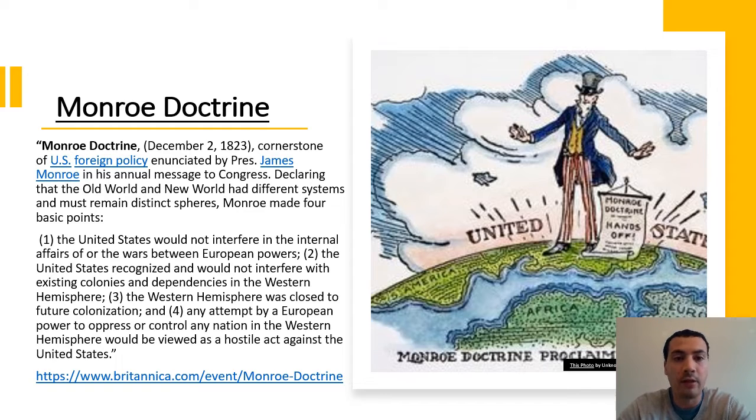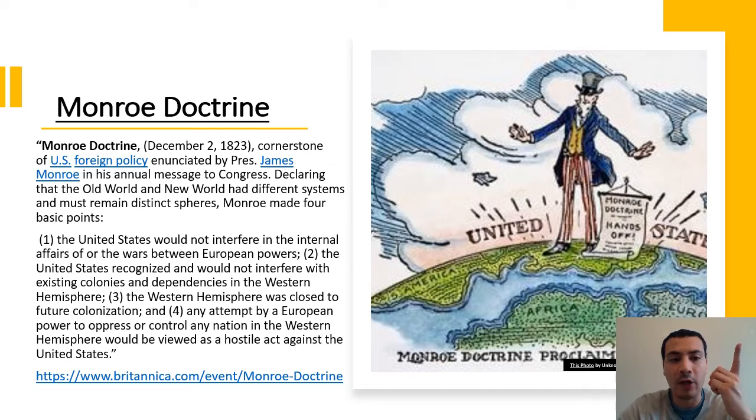Monroe Doctrine, December 2nd, 1823. Cornerstone of U.S. foreign policy. Enunciated by President James Monroe in his annual message to Congress, declaring that the Old World and New World had different systems and must remain distinct spheres. Monroe made out 4 basic points.